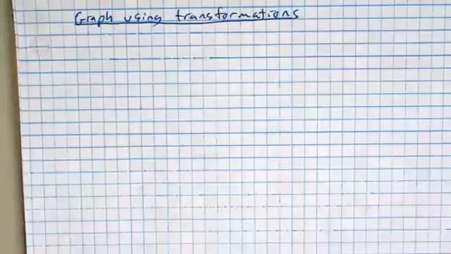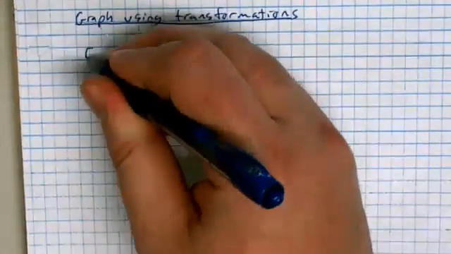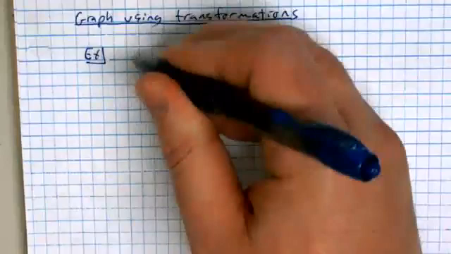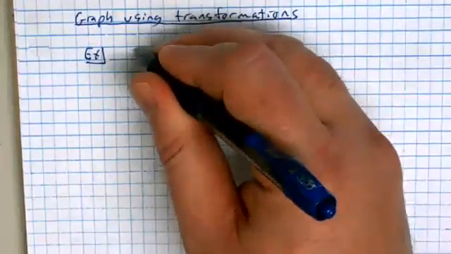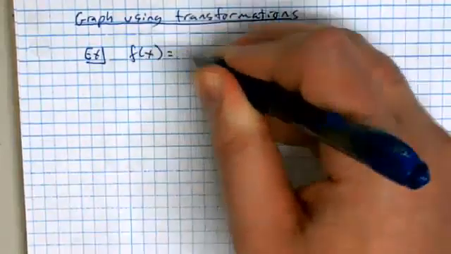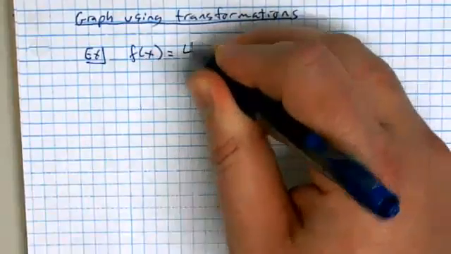All right, I'm going to walk you through this. And while I'm doing this, I'm also modeling what I expect to see on your homework. Okay, so my first example, we're going to graph the function f of x equals 4 to the x minus 2.